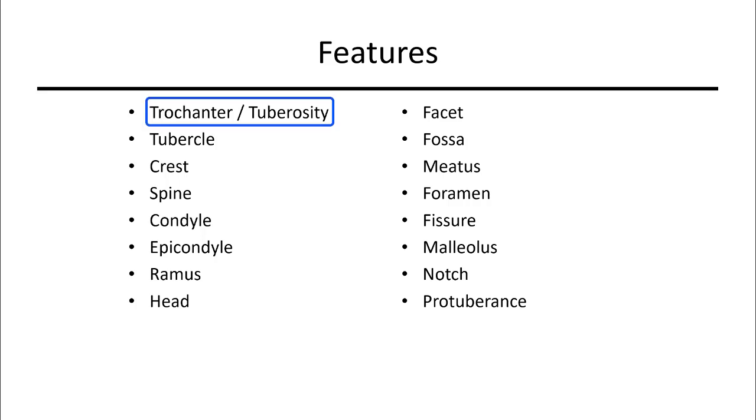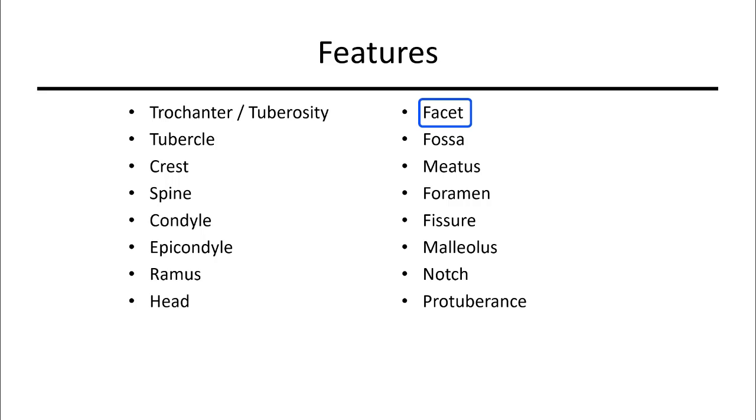For instance, a trochanter is a very large, lumpy, rough area. That one's specific to the femur. But a tuberosity is a more general term that means a rough, elevated surface. A tubercle is similar. It's specific, however, to the humerus. A crest is a narrow ridge, whereas the spine is a sharp, slender, or narrow process. A condyle is a rounded knob that articulates with another bone, whereas an epicondyle is a projection just superior to the condyle. A ramus is a beam of bone, whereas a head is a rounded surface, often inside a joint.